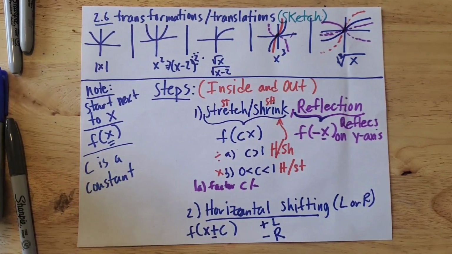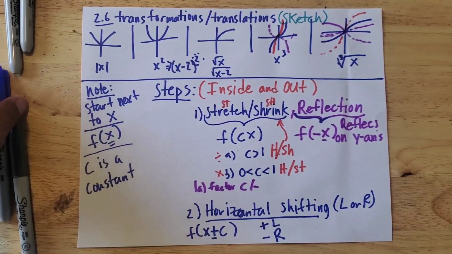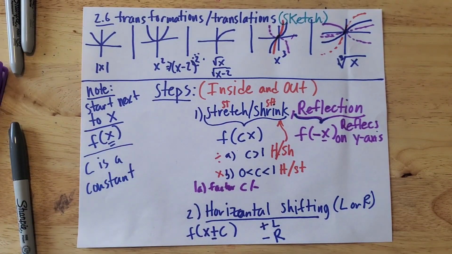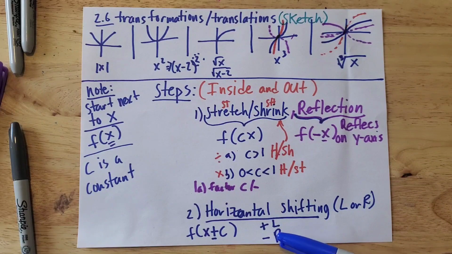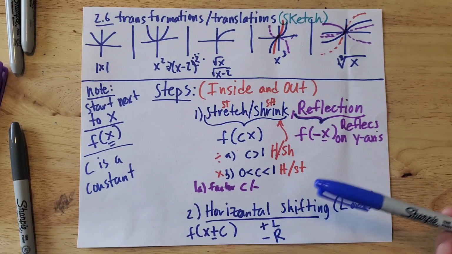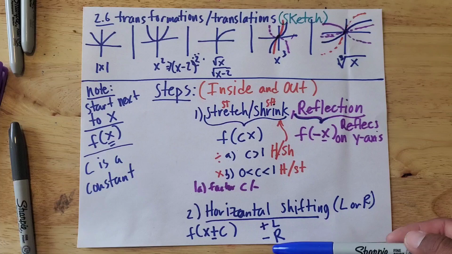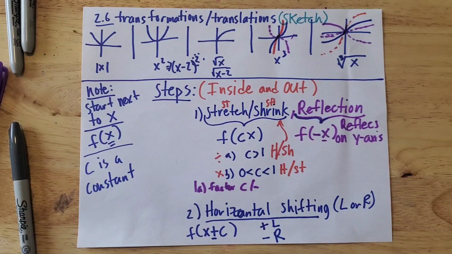Let's continue with the other couple steps for these translations. Remember, what's inside works opposite of what you think it should do. So if it's positive, it will go left instead of right. If it's negative, it actually goes right instead of left. And we'll see that in a few examples. But now, let's switch it.